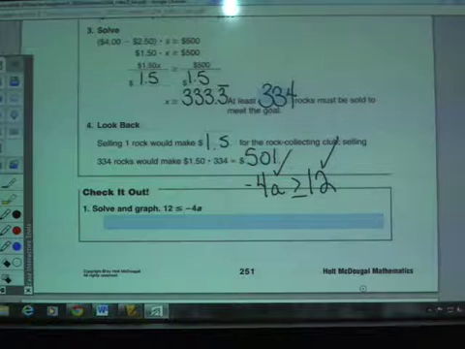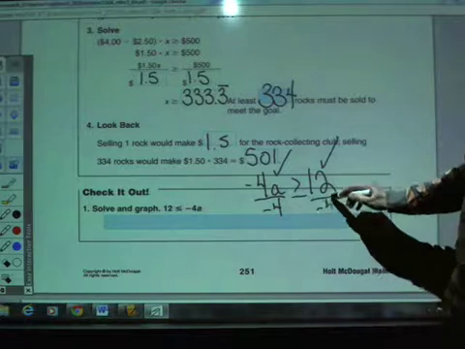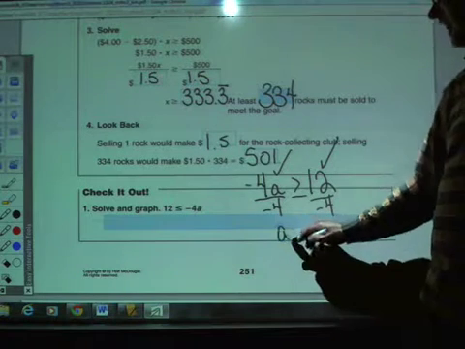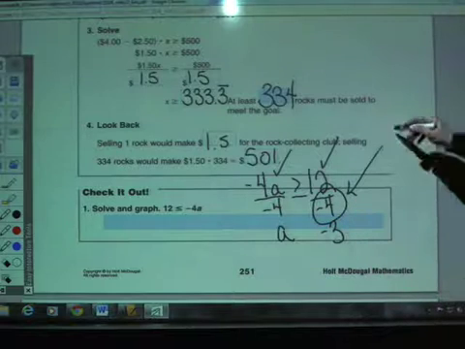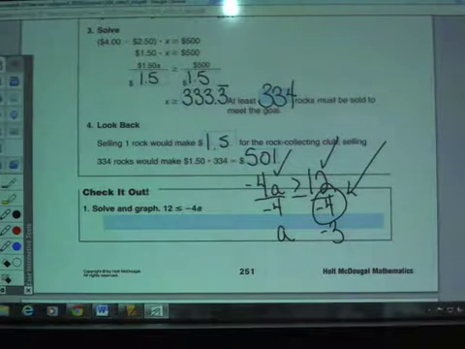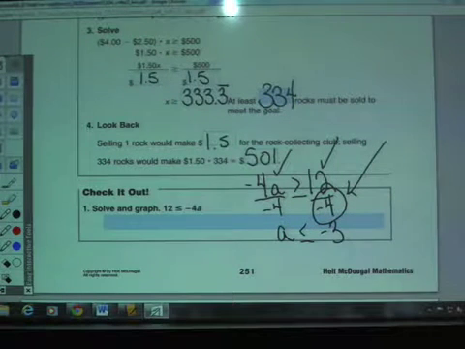This is a multiplication inequality, so I'm going to solve by dividing by negative 4 here. When I divide across by negative 4, that's going to give me a, of course, and negative 3. But again, I have to remember that little trick rule here because I divided by a negative. It's going to flip the direction of my inequality sign. So we're going to say a is less than or equal to negative 3.